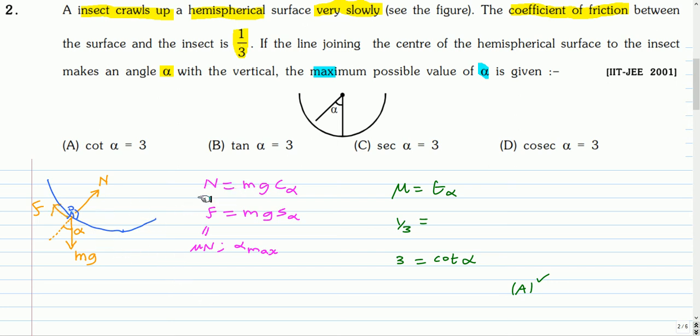So writing the equations, we get N equal to mg cos alpha. The angle between the vertical and the normal is alpha. So mg cos alpha will balance the normal reaction, and mg sin alpha will balance the friction force. And the friction force is the maximum friction force mu N, because we're finding the maximum value of alpha. So dividing these two, we get mu as tan alpha, and mu is 1/3. So from that we get cot alpha as 3. So the correct option is option A.